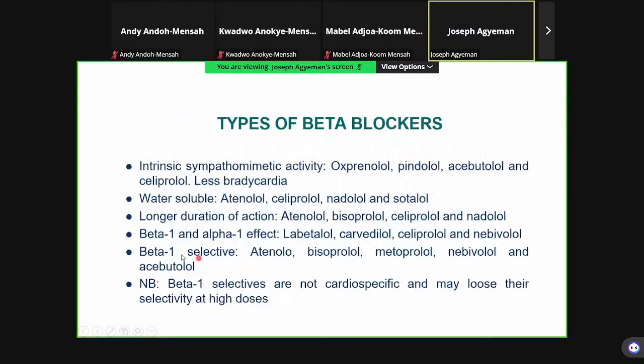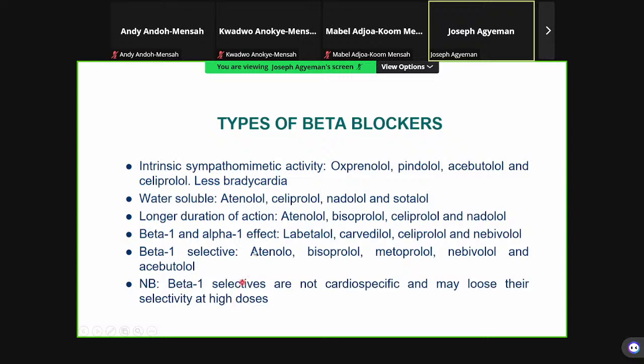Then you have beta-1 selectives. You have so many examples. So note again, I'm repeating, beta-1 selectives are not cardiospecific. They are not beta-1 specific. And they may lose their selectivity, especially at high doses.